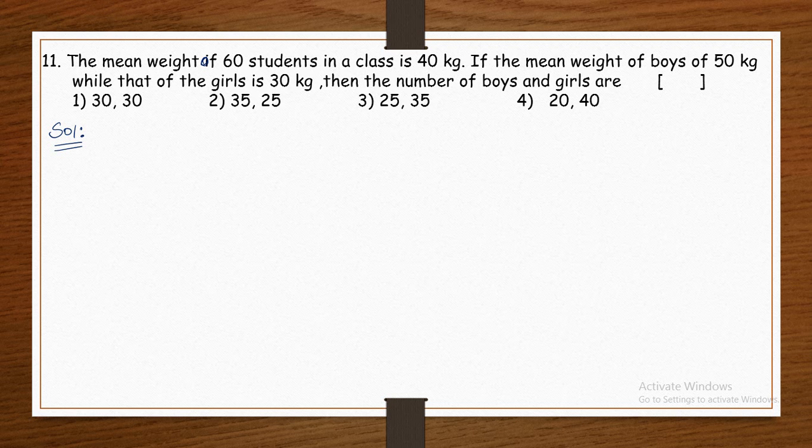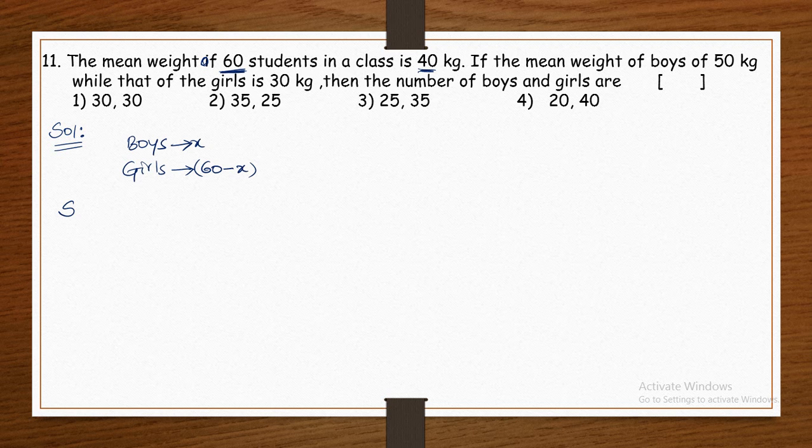Now for suppose, how many students are there? Totally 60 students are there. Suppose I consider the number of boys as x, then automatically the number of girls, how many girls will be? Clearly total students are 60, so girls are 60 minus x. Now since he has given the number of students as well as the mean, from this I can find out the sum of observations.